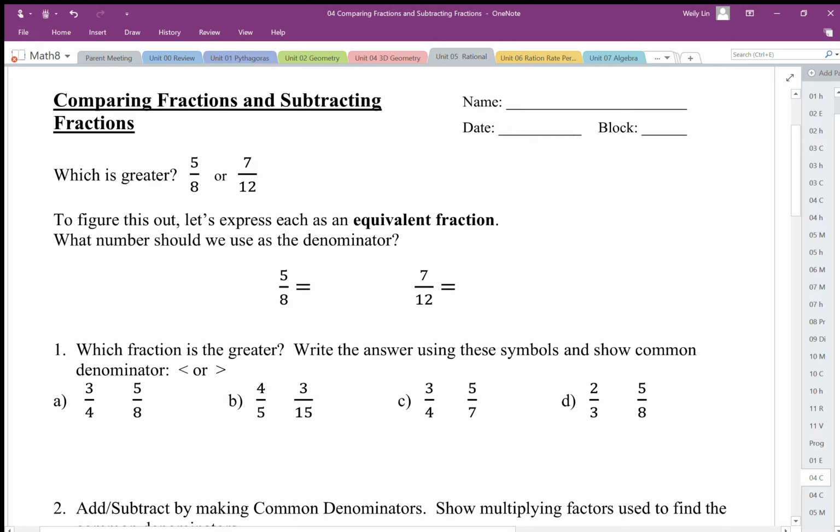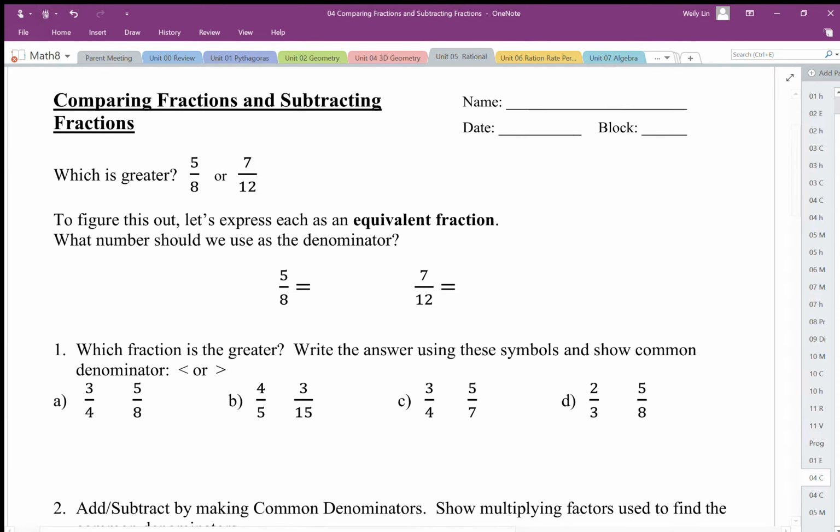accurately. And we want to show these with equivalent denominators. And so we need a common denominator for these two fractions. We're going to express this as an equivalent fraction with a different denominator, and this as an equivalent fraction with a different denominator. And those two denominators should be the same. If we do that, we can then compare the same size fraction pieces. So in this case, what would be the denominator that we should use to compare these two fractions? Between 8 and 12, we should use the common denominator of 24.